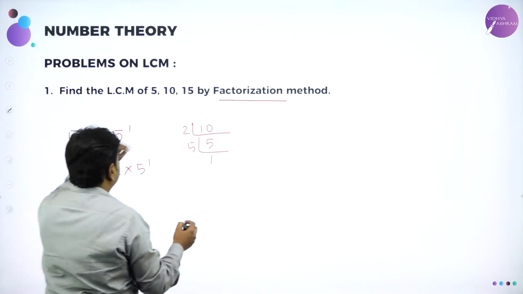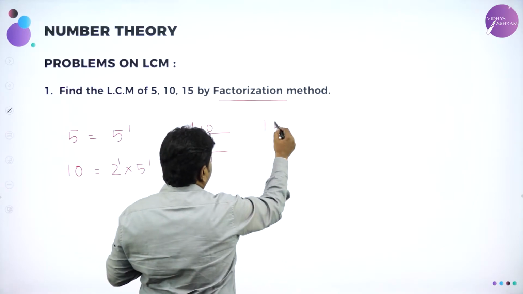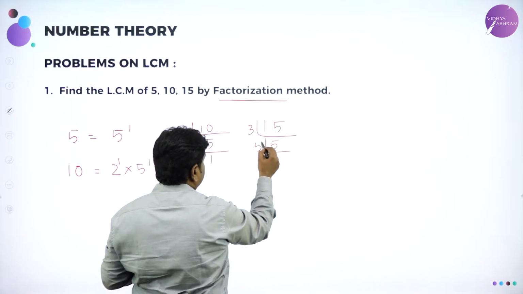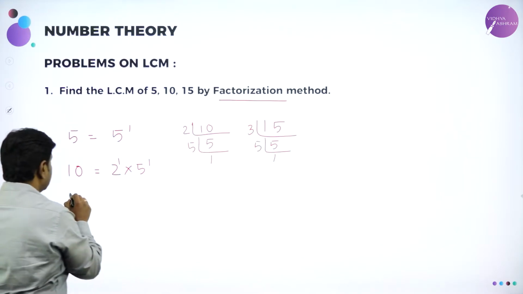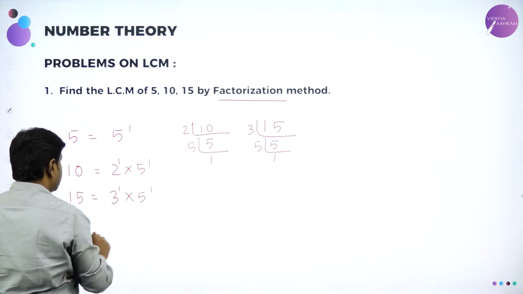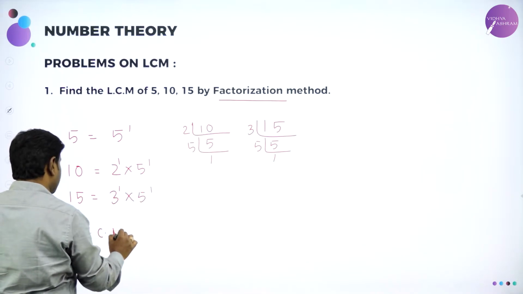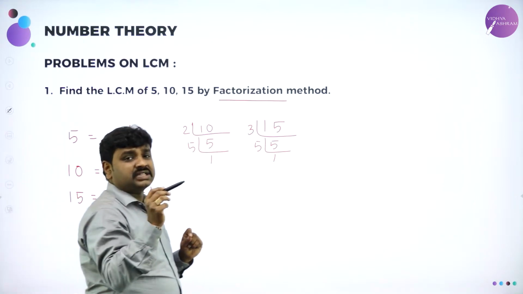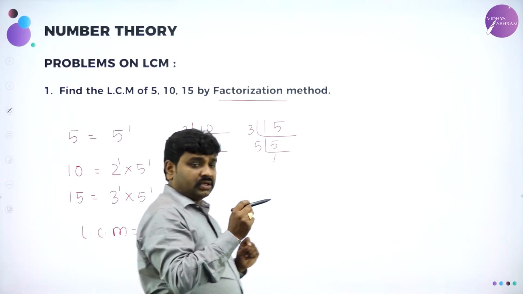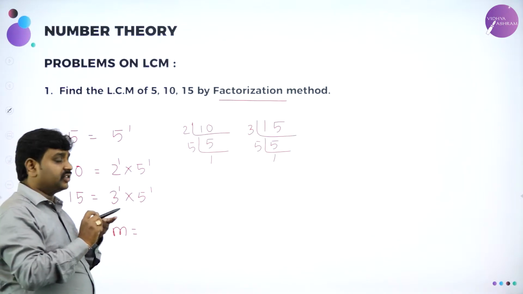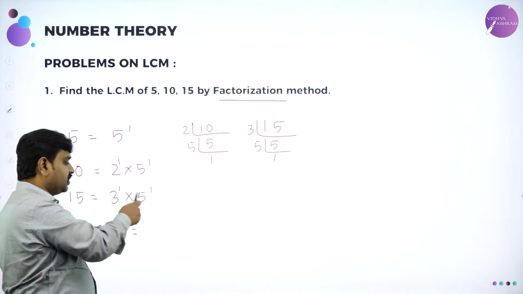Then the last number, 15. Do prime factorization for 15 also. It is divisible by 3. 3 5s are 15, 5 1s are 5. So 15 can be written as 3 power 1 into 5 power 1. What is the LCM? LCM is the product of the highest factors. We have 3 different factors: 2, 3, 5. Here we have 5, here 2 and 5, here 3 and 5.